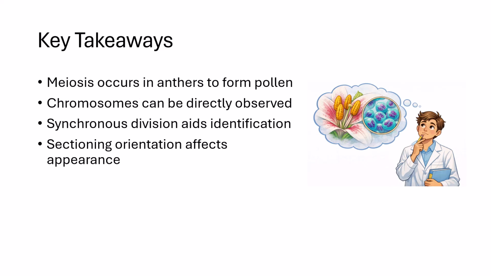Many of the cells in the anther divide at the same time, which means large groups of cells are often in the same stage. This synchronous division makes it easier to recognize and compare chromosome patterns. Finally, the way the anther tissue was sliced to make the slide affects what the chromosomes look like under a microscope. Depending on the angle of the section, chromosomes may appear aligned, separated, or overlapping, even if they're in the same stage of meiosis.